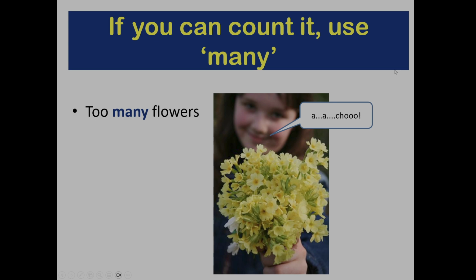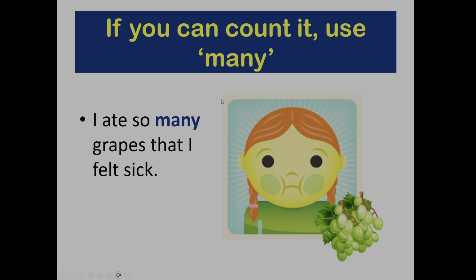Okay. Now, to understand it in a better way: if you can count it, use many. For example, flowers. This is plural, countable, so we use many. Too many flowers. Okay? If you can count it, use many. Remember? Like in the picture, we have grapes. I ate so many grapes that I felt sick. Grapes is countable, so we can use the plural form.